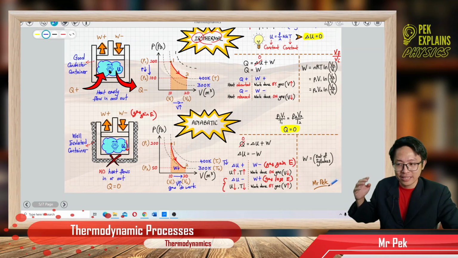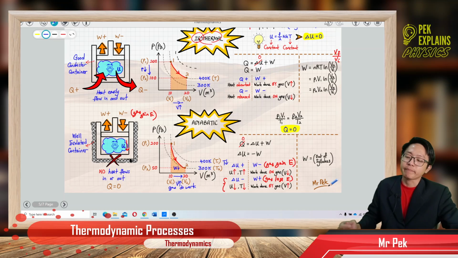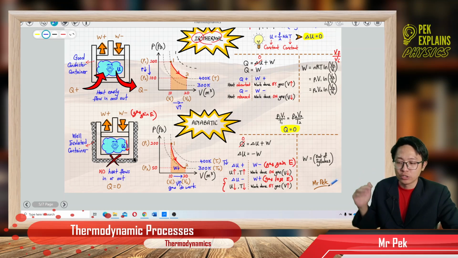Why can it easily use the heat energy that enters? Because it has a good conductor container. But for the adiabatic process, there is no help from outside, because it's well insulated. The heat cannot enter. No help from outside. So what does the gas have to do when expanding?